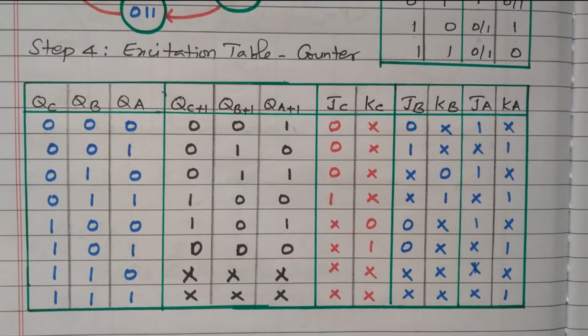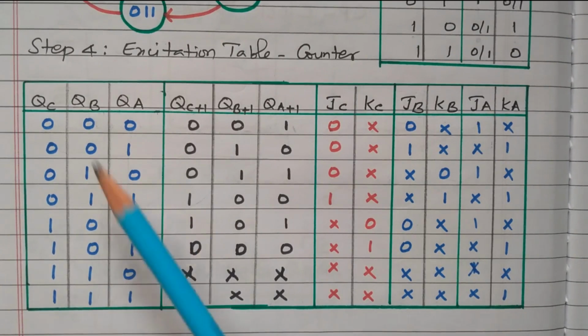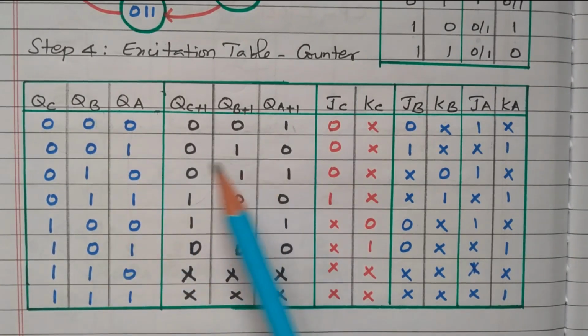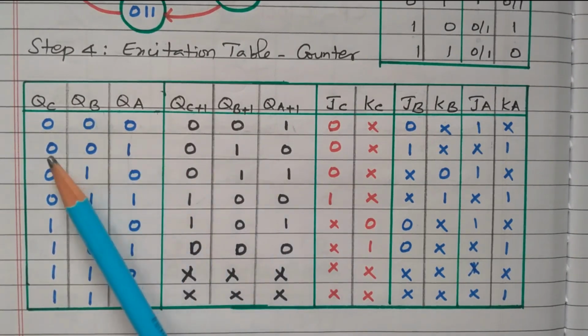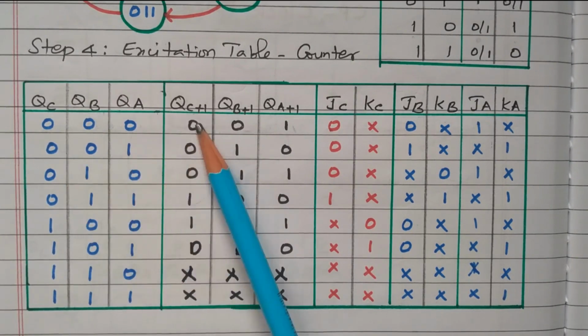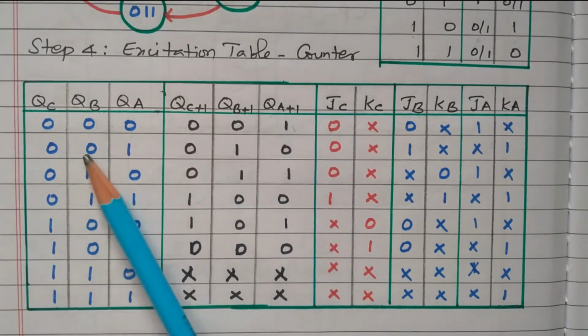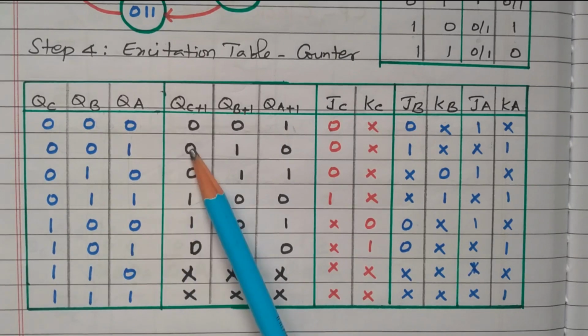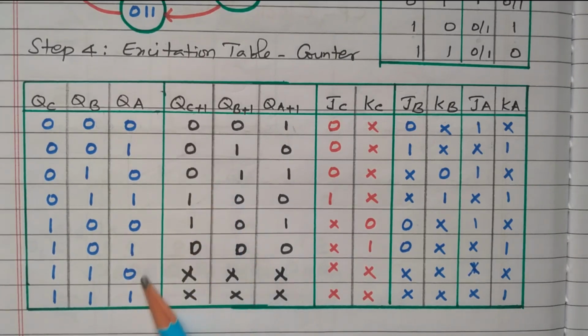The first column we can write as it is, all 8 combinations. The second is 0, 0, 0 changed to 0, 0, 1, so this 0, 0, 1 will come here. Then 0, 0, 1 changed to 0, 1, 0, and this will come here. The last 2 are don't care conditions, because it is a 5 counter, so 6 and 7 are considered as X, don't care conditions.